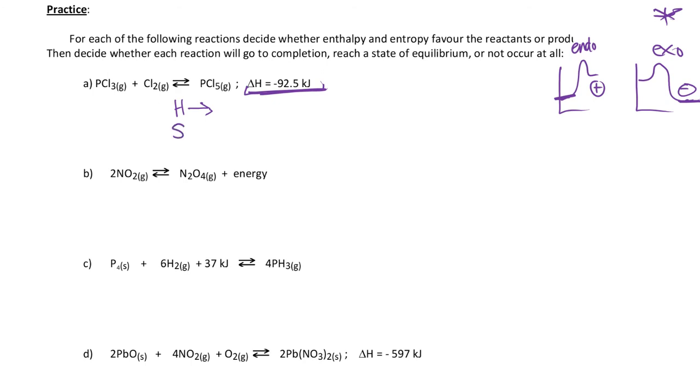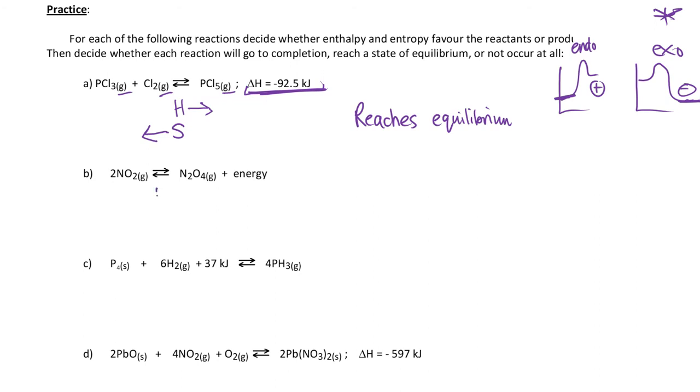Now I got to check entropy. Check your phases. So here I have gas, gas, on the product side, gas. So that means I got to count them. On the reactant side, I've got 2 moles of gases. On the product side, I've only got 1. So I have more gases, so therefore more entropy on the left. So these two factors oppose each other. So the forward and reverse reactions are going to happen. This reaction we would predict to reach equilibrium.